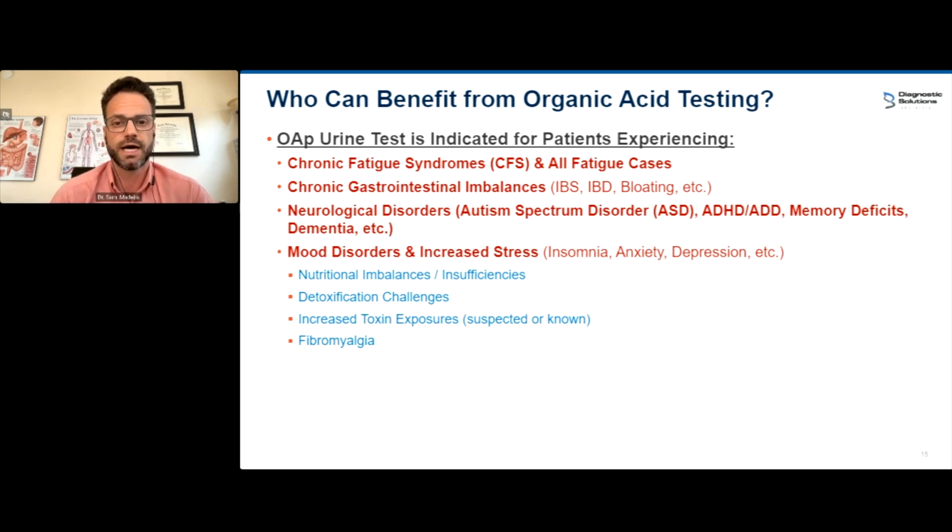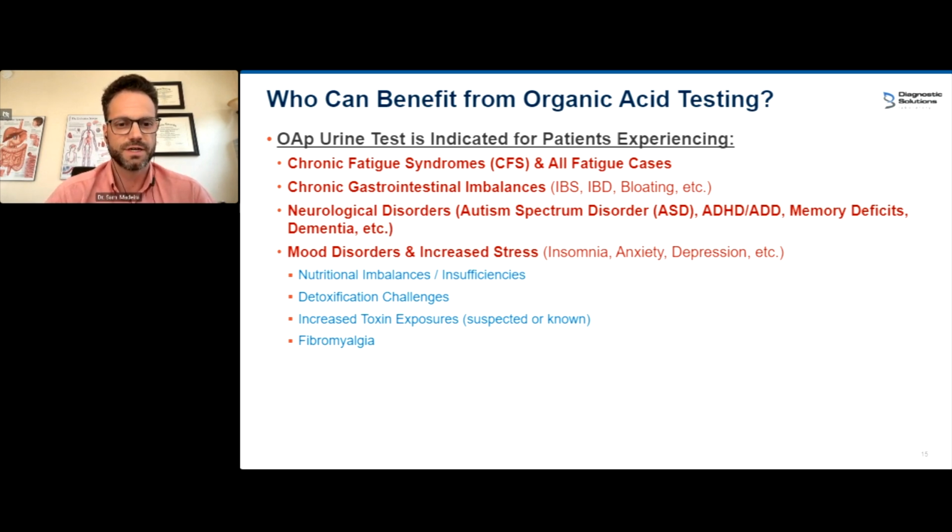Maybe you're using GI-MAP from DSL, and that's awesome. And you can add this test and get a very comprehensive picture and pretty much have most of what you need. Neurological disorders. So of course, we'll talk about ADD. This could be dementia, memory deficits, neurodegenerative conditions, autism spectrum disorder, et cetera. Essentially any mood disorder here as well. Anxiety, insomnia, depression, which most people have to a degree today, or a very mild form thereof, especially after the last 4.5 years here in the world.